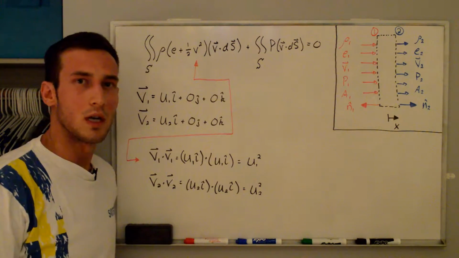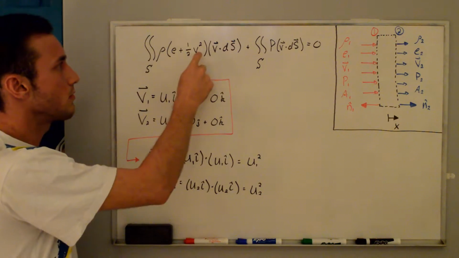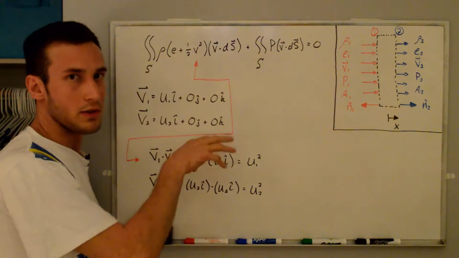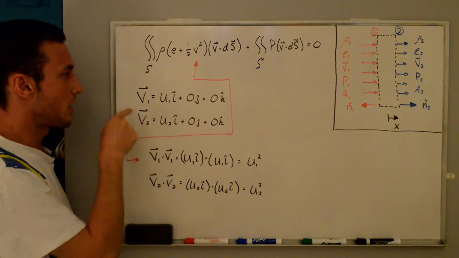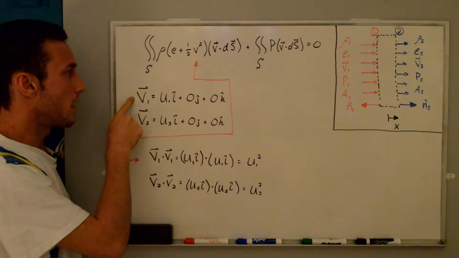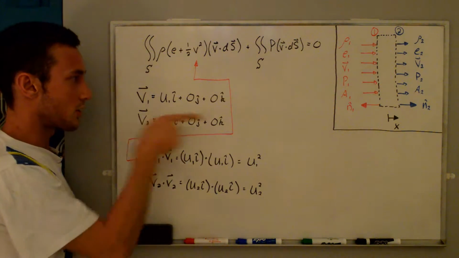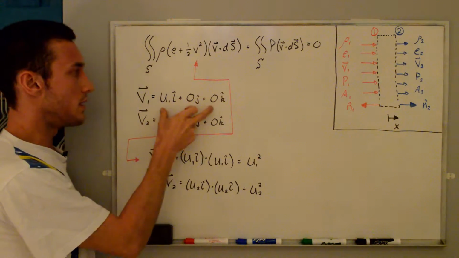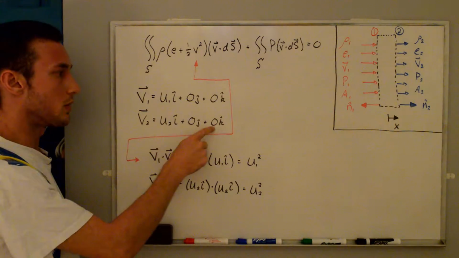Now there's a couple of issues I want to clear up before we get into the derivation, and the first is that this v squared term is actually the velocity vector dotted with the same velocity vector. And if you look at what the velocity vector actually is for each surface, we have v1, and it's a vector because we have the overbar there, and that's u1 i in the x direction plus 0 j plus 0 k. So again, this is because we have 1D flow. Same for v2, it's just u2 i plus 0 j plus 0 k.